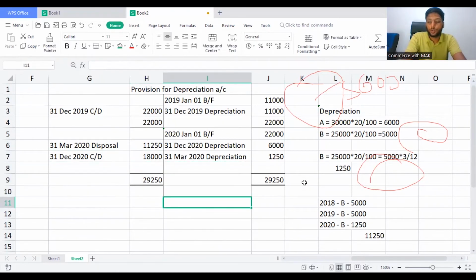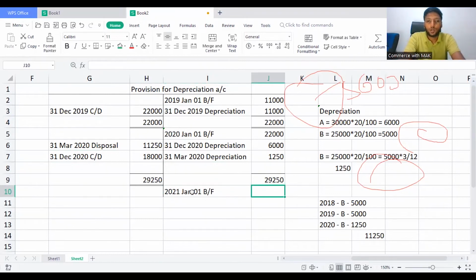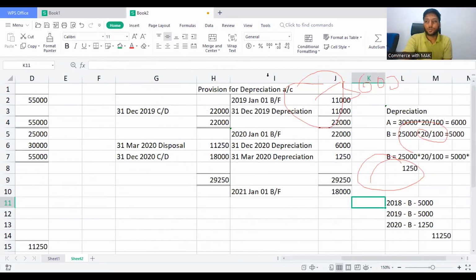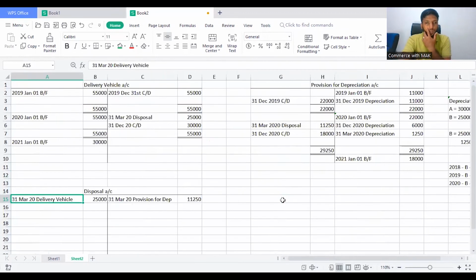So the brought forward for 1st January 2021 is going to be how much, guys? 18,000 only. What you are leaving there on the debit side should be transferred to the credit side, saying 18,000. Now after recording this provision for depreciation, we already understood how we got this value. So delivery vehicle and provision for depreciation comes to an end. So I'm going to show the entire view of what I was doing here on the sum. You can see here the delivery vehicle and provision for depreciation account is completely done.